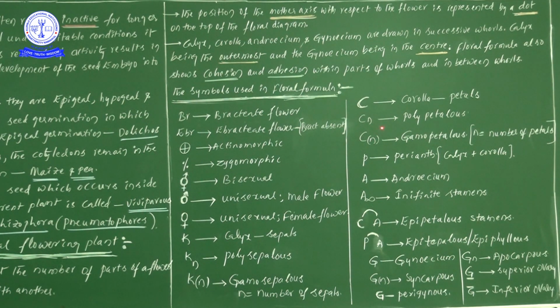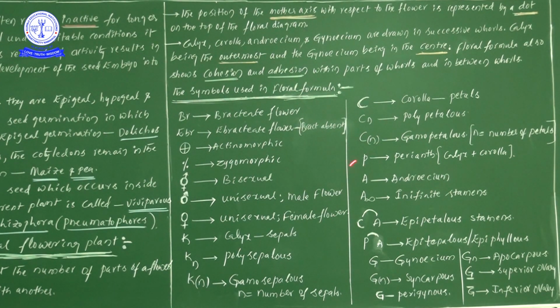Next one, Cn, which indicates that the bracket is absent, so here the corolla members are free, meaning polypetalous. Now suppose the corolla members are fused, that kind of condition we will take as gamopetalous. One point to save in your mind: if the members are free, take it as poly; if the members are fused, take it as gamo.